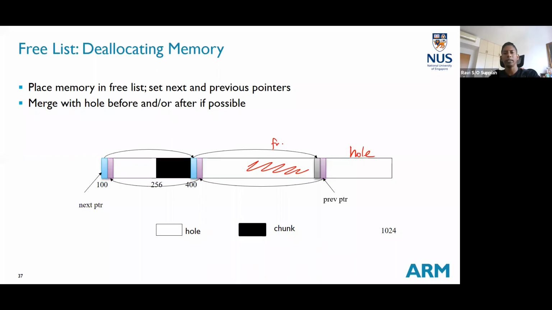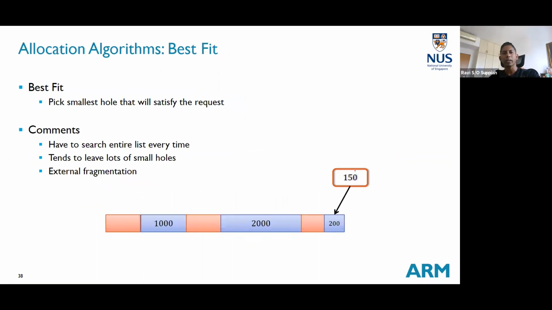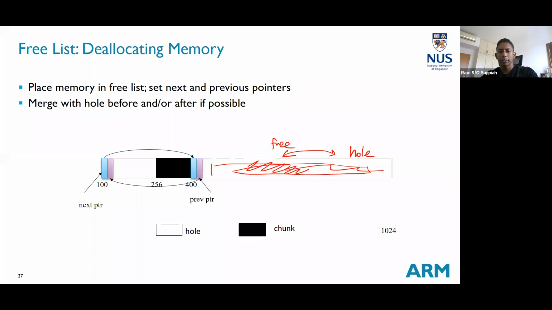Once I do a free, I can see that since there is a hole here, and now here I've done a free, I can do a merge. I can do a merge between this free space that is currently available and the hole that was already there. In order for me to do this merge, all I need to do is to readjust my previous pointer and my next pointer. So once I do that, this whole chunk will now be freed up. All right, so that is basically one of the ways in which you can allocate or deallocate memory.